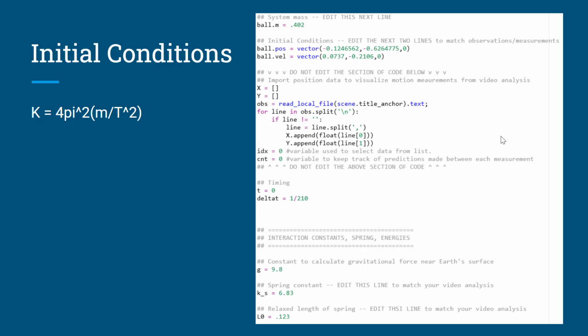Now, the initial conditions that we used for our code. We were able to find the mass of our ball up here, and then using Tracker, we were able to find the initial position of our mass here, and using delta t and our first points, we found the initial velocity vector. And then down here, gravity is 9.8. To find the spring constant, we used this formula over here, where T is the period. And then L naught, the relaxed length of the spring, was given to us.